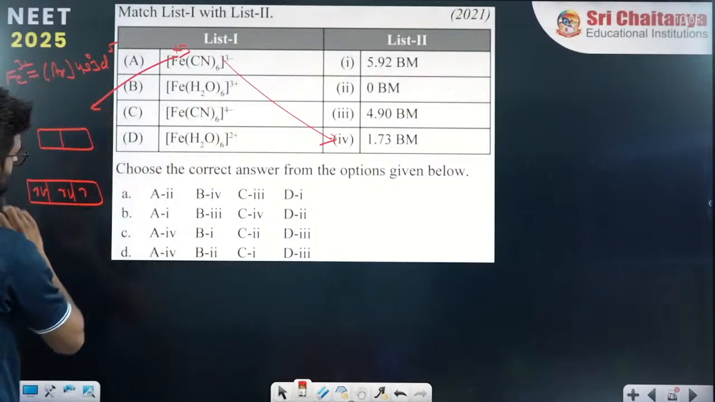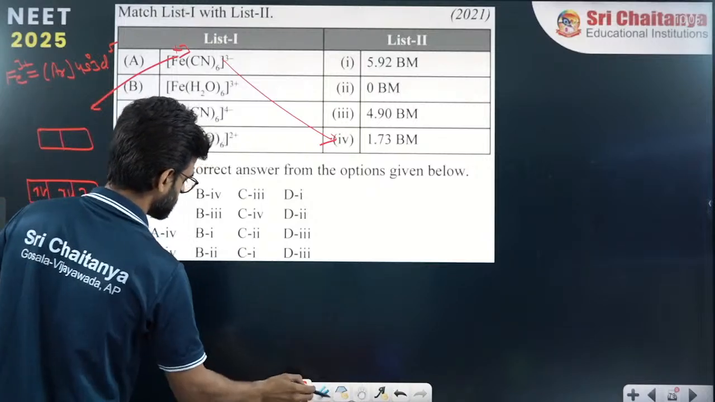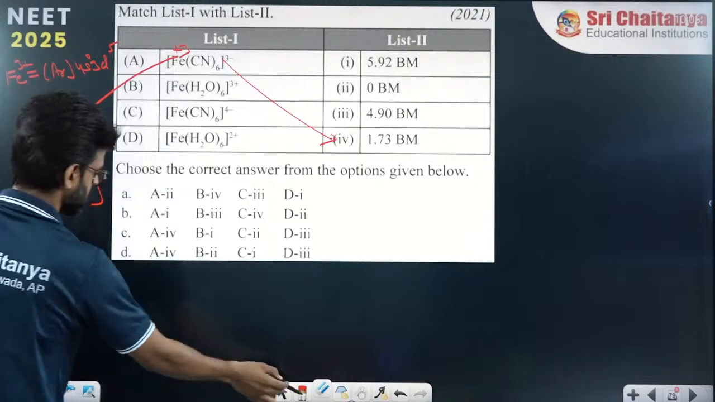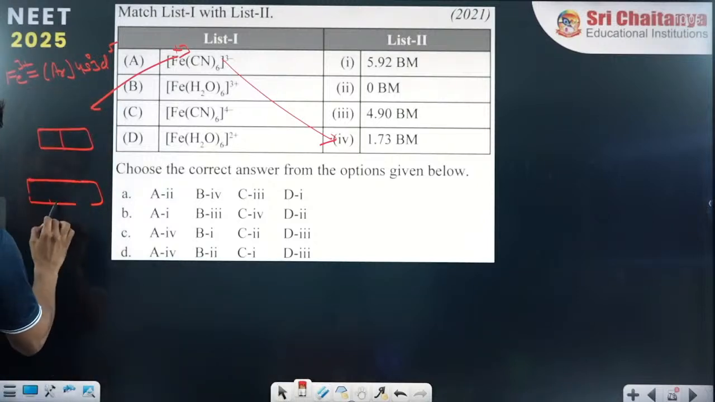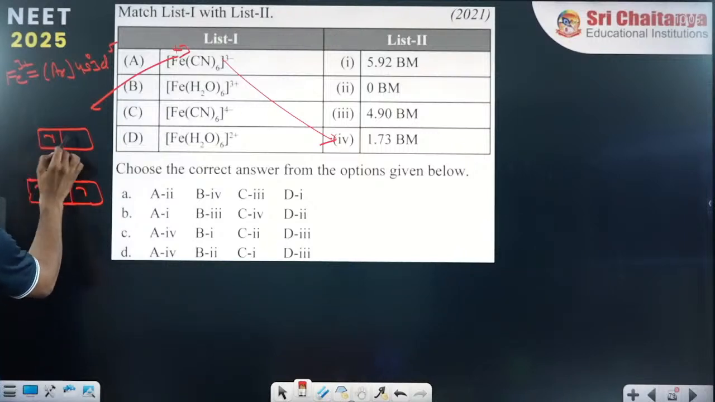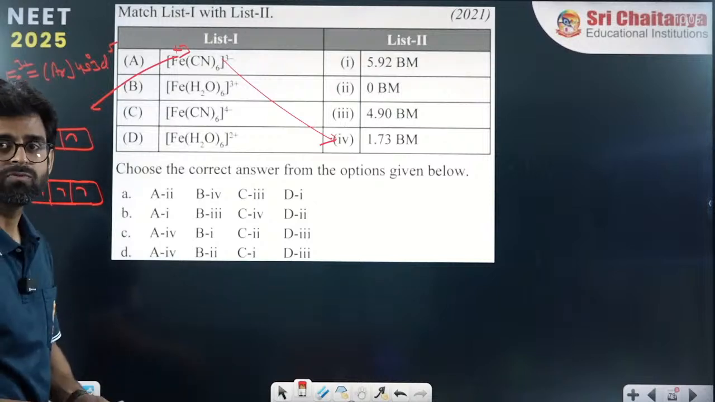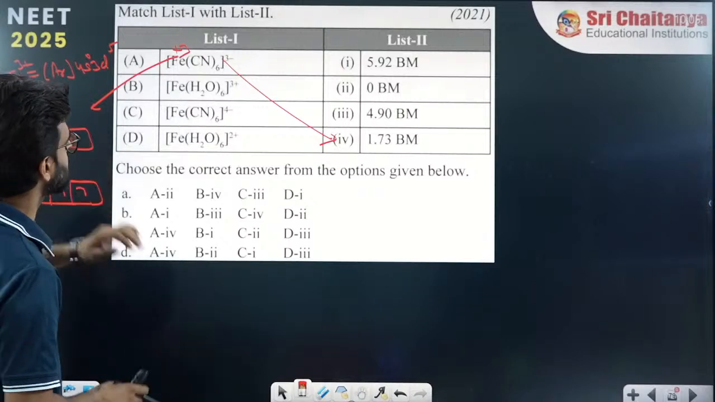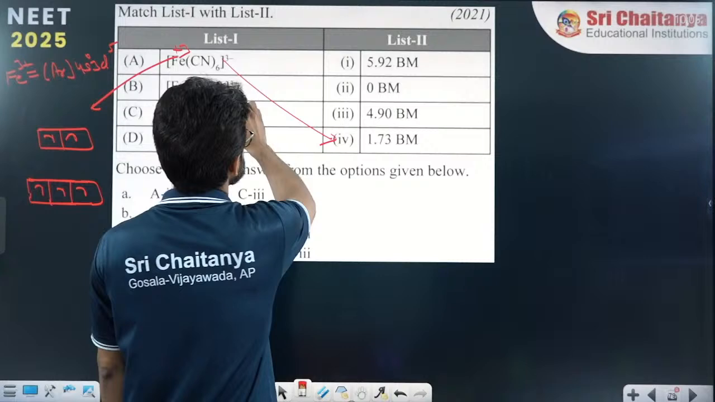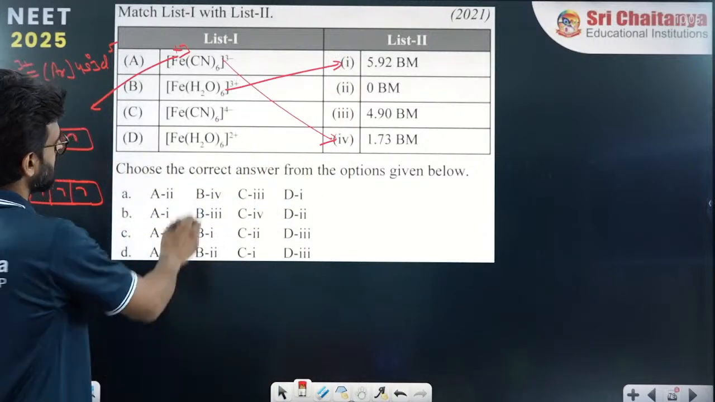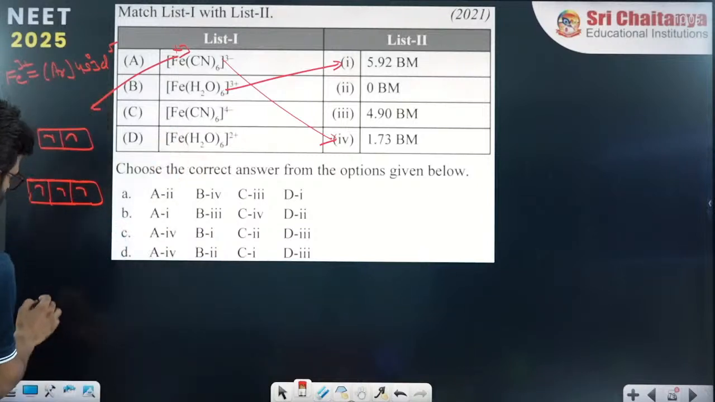FeF6. If it is a weak ligand, then what will we do? In case of a weak ligand, we will do this thing: 1, 2, 3, 4, 5. I am not doing pairing because weak ligand means splitting will be less, so electrons have more chance to go upside. That's why it will have 5 unpaired electrons. 5 unpaired electrons means 5 point something, right?